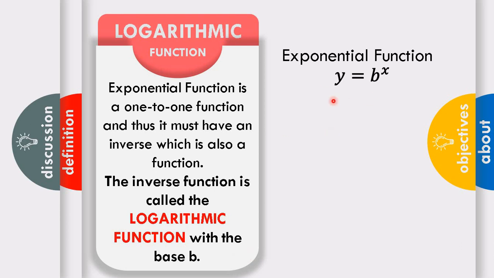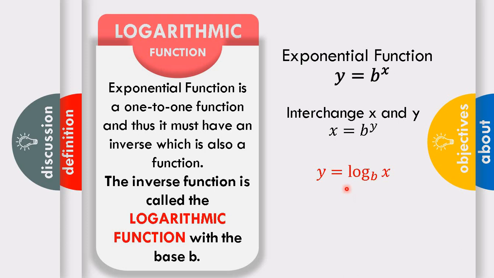Okay? So this is the exponential function y equals b raised to x. So interchange x and y. So we have x equals b raised to y. Then solve for y. So we have y equals log of x to the base b. Okay? So we can see that from the exponential function form, we can transpose it into a logarithmic one.